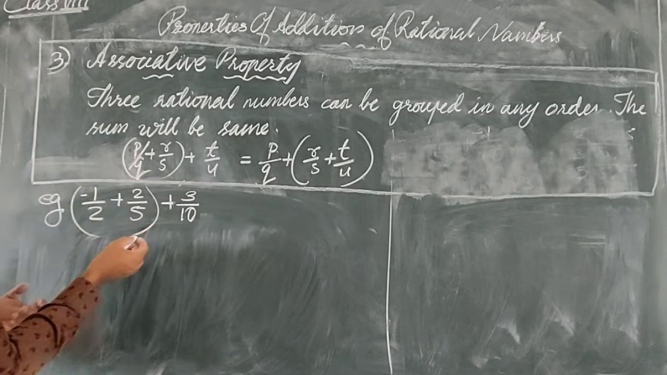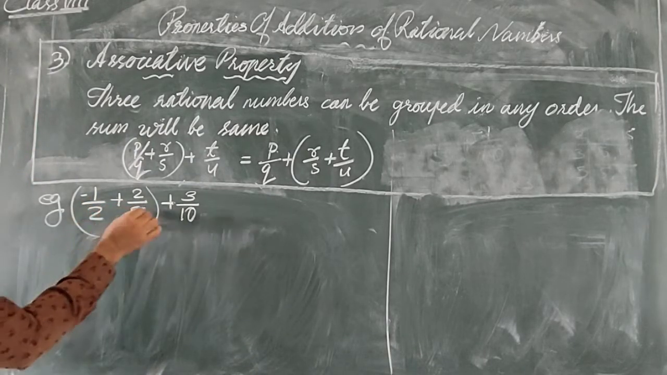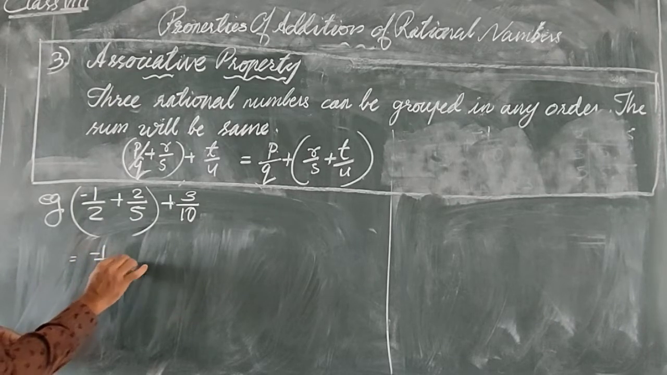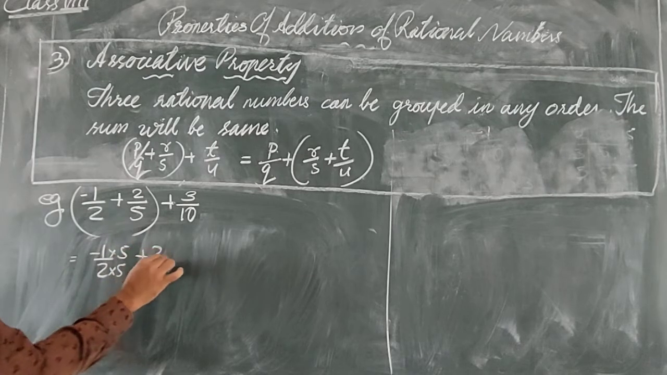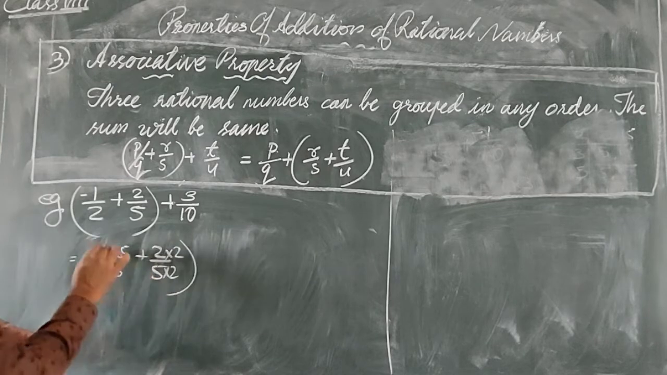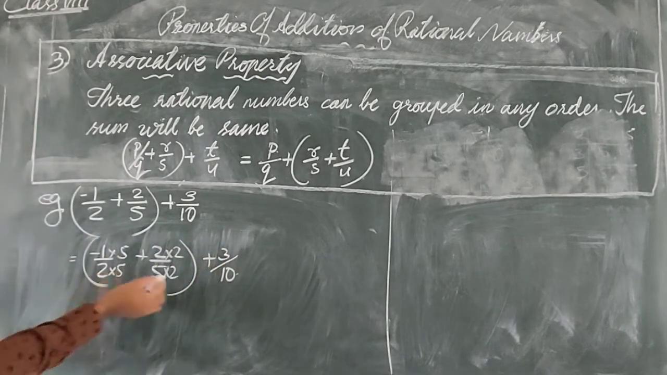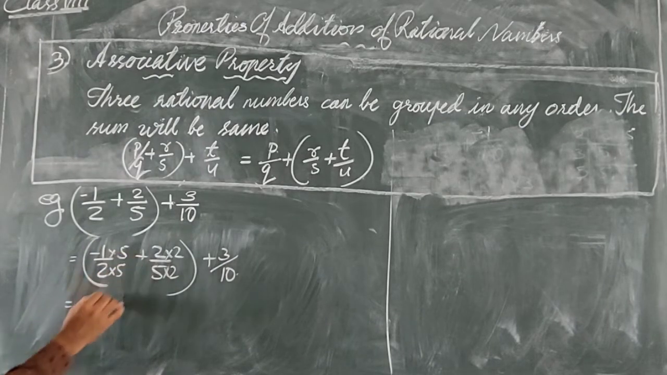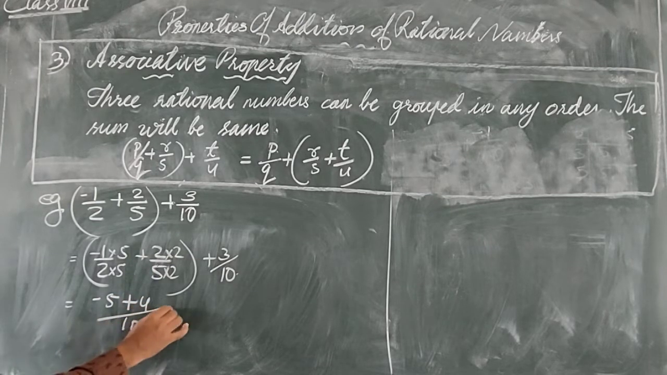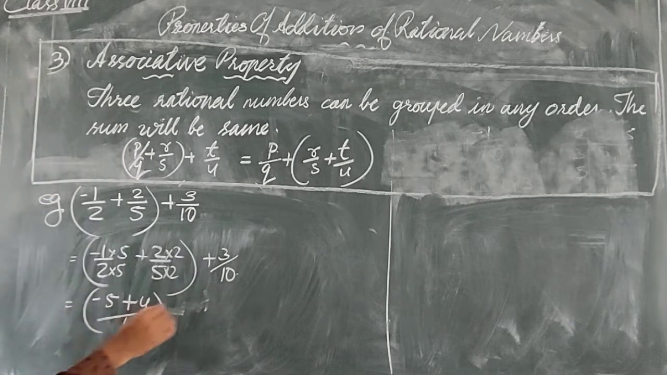Numbers are grouped inside, and then we are going to add. I am going to add this. Here the LCM of 2 and 5 is 10 only. So we have negative 1 upon 2, 2 should be multiplied by 5 to get 10, and plus 2 upon 5, 5 we have multiplied by 2. Then plus 3 upon 10. Here we have seen that negative 5 plus 4 upon 10, that is equal to negative 1 upon 10, that is in one group, and plus 3 upon 10.